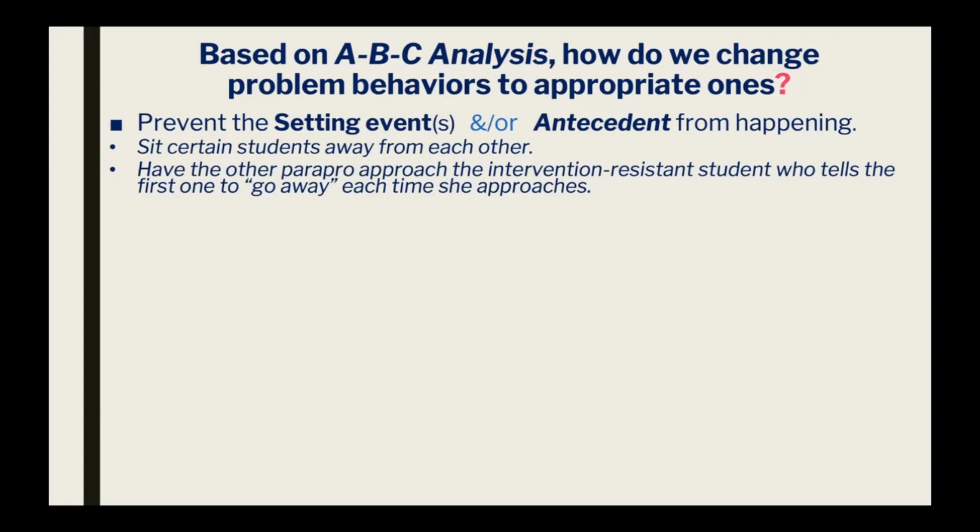Setting events are what lead up to the display of the behavior. The antecedent is the most recent setting event, what appears to be the stimulus that sets off the behavior. But for some of our kids, there were other setting events that happened before that antecedent.